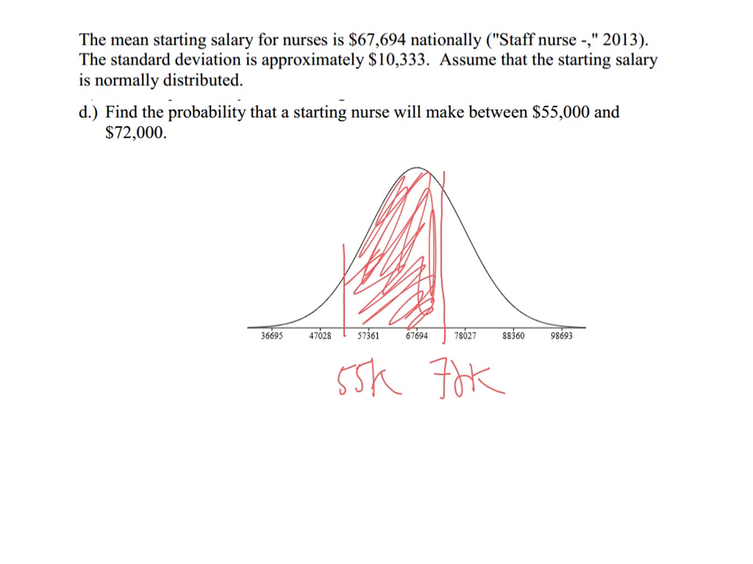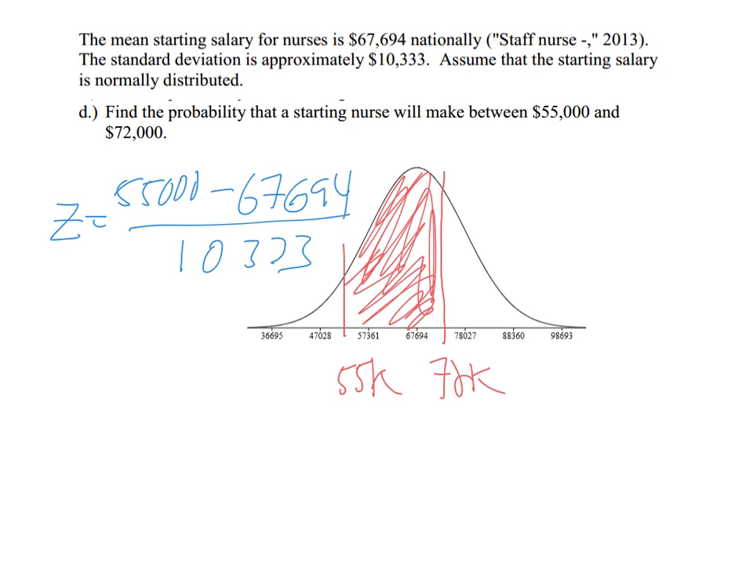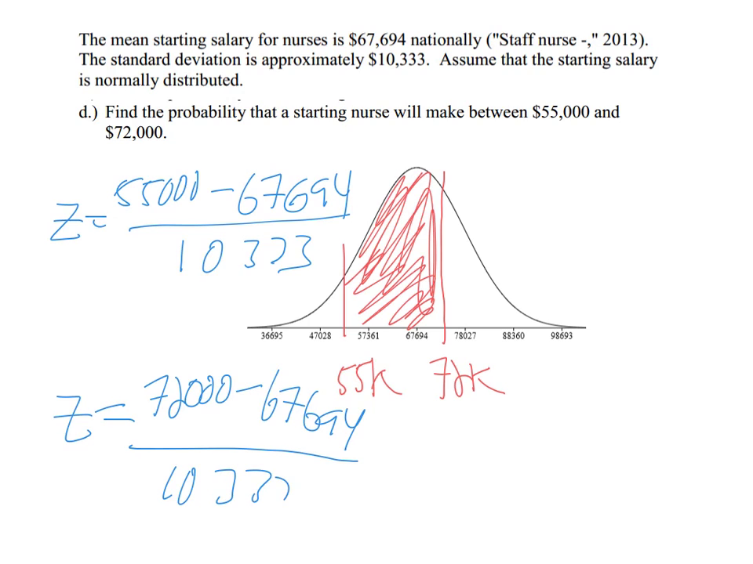To set up these two z-scores for the $55,000 one, I'm going to do 55,000 minus 67,694 divided by 10,333, and I have that answer on the next slide. And this one is going to be 72,000 minus 67,694 divided by 10,333, and I get that answer. Remember, you're going to do the subtraction, get the answer, then divide.